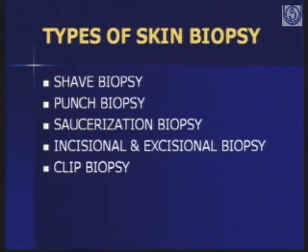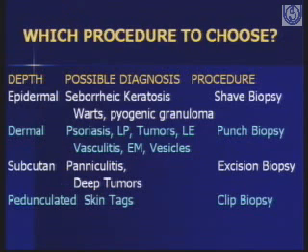There are many different ways of doing a skin biopsy. It can be a shave biopsy. This is utilized for lesions which are pedunculated or raised above the surface. You have a punch biopsy, which is one of the commonest procedures. You have a saucerization biopsy, an incisional and an excisional biopsy, where you excise the entire tissue, and you have a clip biopsy for pedunculated lesions.